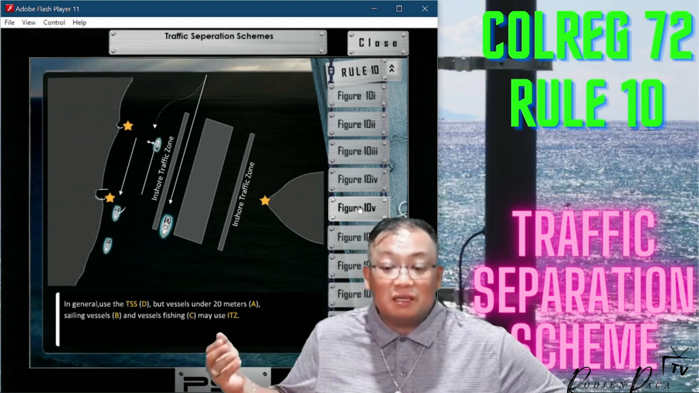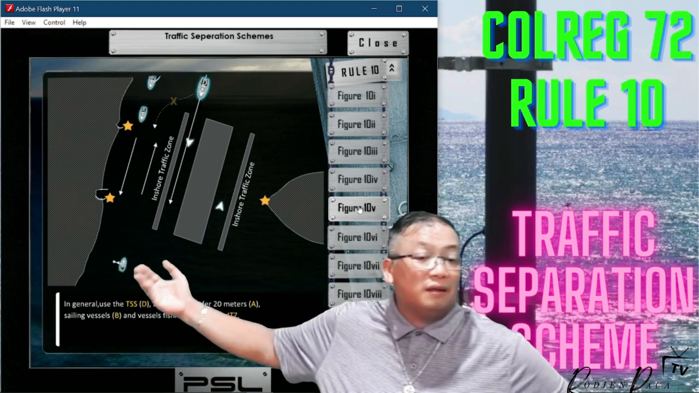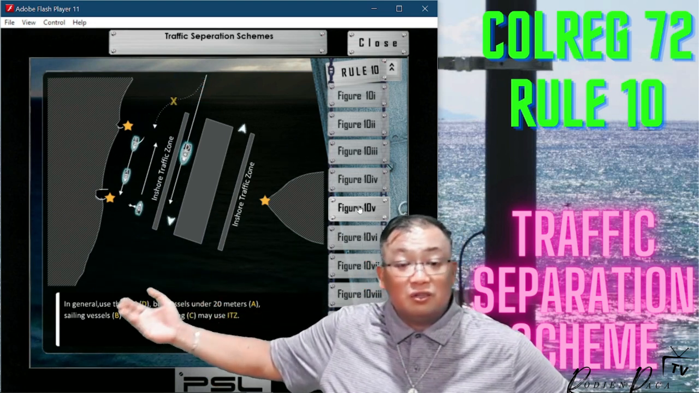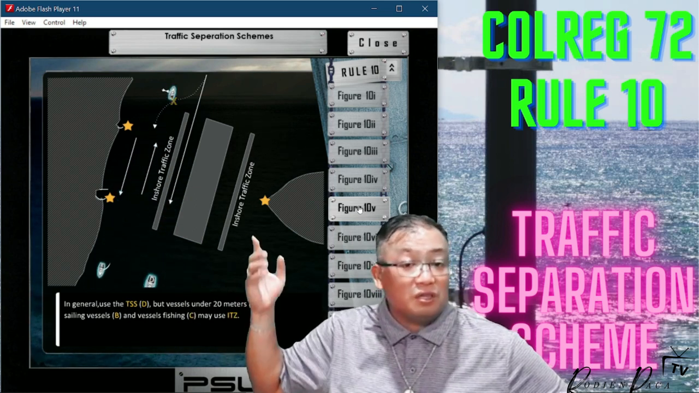Let me discuss this one. If this is the edge of the land, and this is your traffic zone or traffic separation scheme, this one.